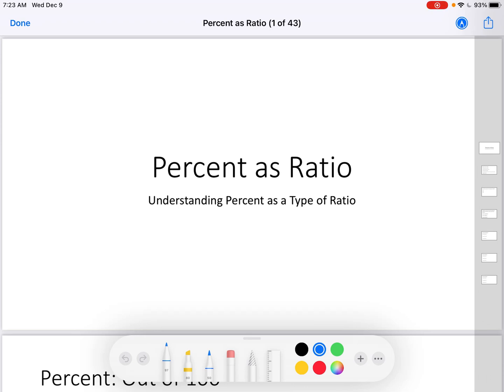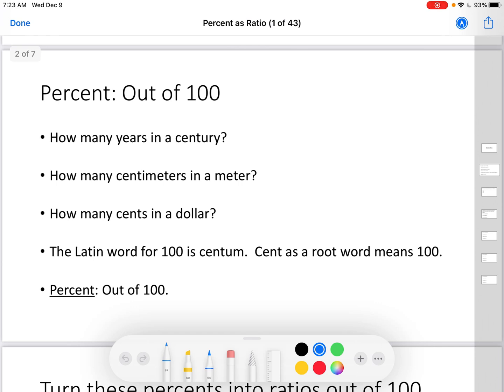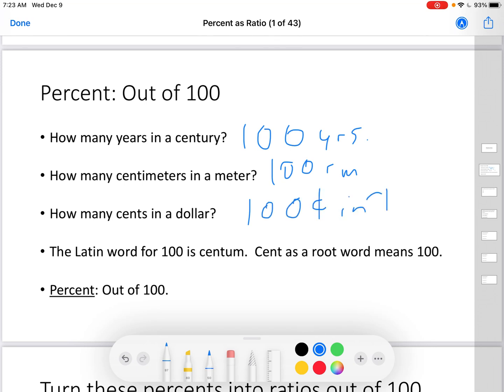Okay, first, definitions. Percents mean out of 100. How many years are in a century? 100 years in a century. How many centimeters in a meter? 100 centimeters in a meter. How many cents in a dollar? 100 cents in $1. The Latin word for 100 is centum. Cent, as a root word, means 100. So per cent is per 100 or out of 100. That's the definition of percent.